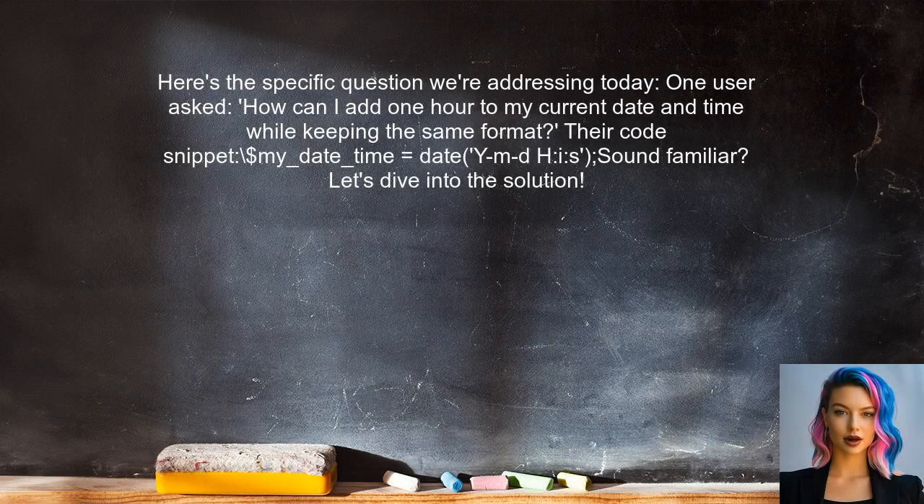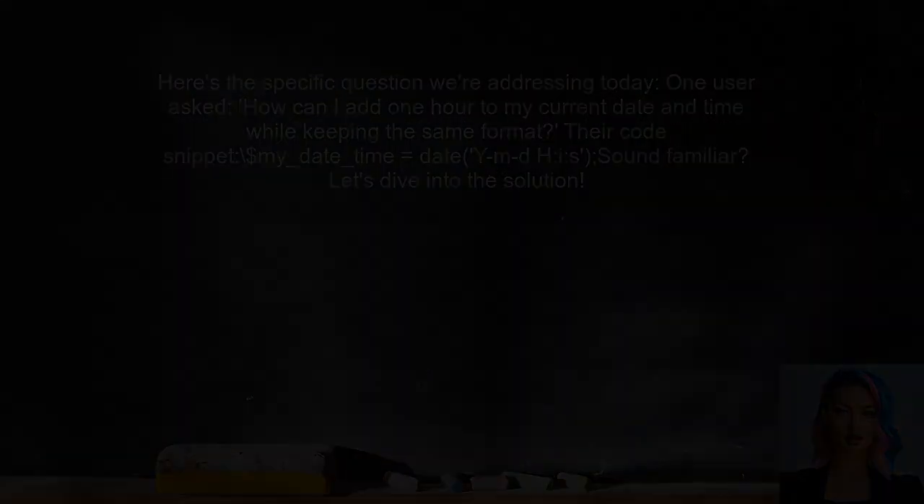Here's the specific question we're addressing today. One user asked, how can I add 1 hour to my current date and time while keeping the same format? They provided their code snippet, which looks like this. $myDateTime = date('YmdHis'). Sound familiar? Let's dive into the solution together.